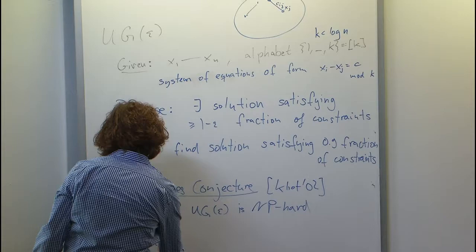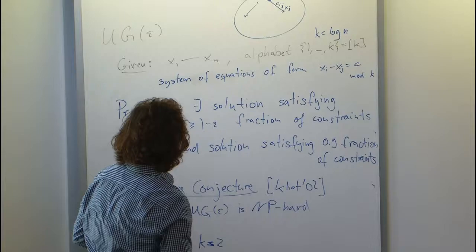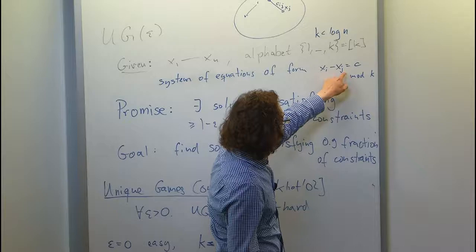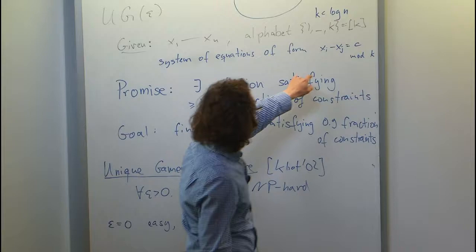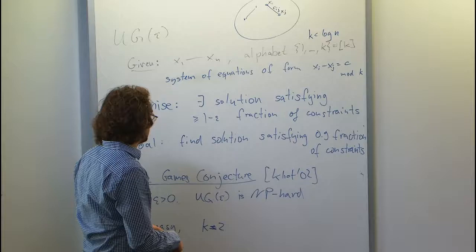Similarly, if k is small, let's say k is equal to 2, it turns out that this problem is essentially like max cut, because c can be either 0 or 1, and the constraint either says that you should assign the same label or you should assign different labels to the variables.